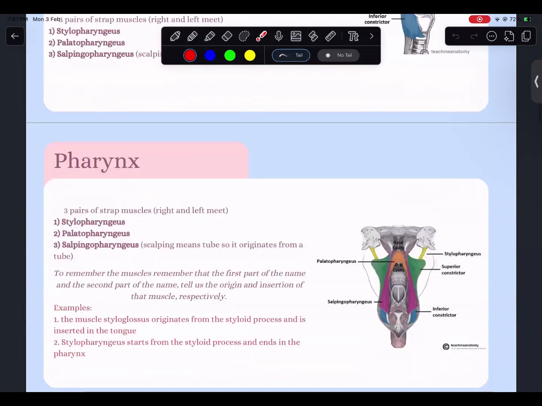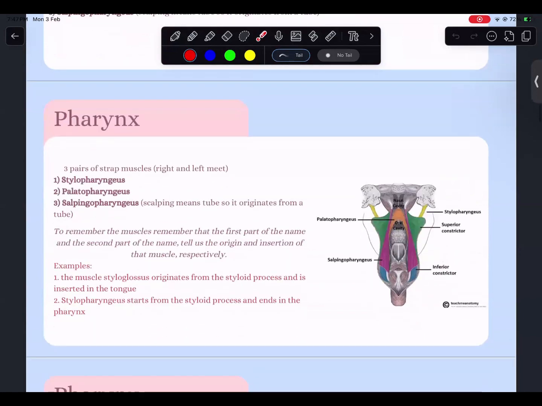Okay, and the 3 pairs of strap muscles, which we're going to talk about here because they're not labeled there, are your stylopharyngeus, palatopharyngeus, and salpingopharyngeus. Okay, now coming from the tongue, this is the same. The origin of the muscle is at the starting of the name of the muscle, and then pharyngeus just means pharynx. So they're coming and attaching to the pharynx from this origin.